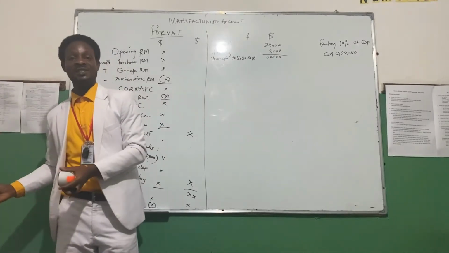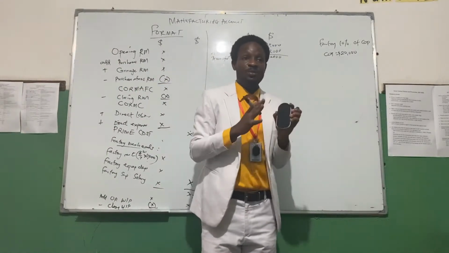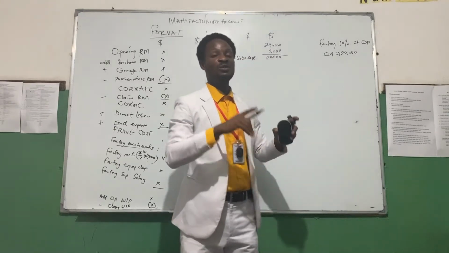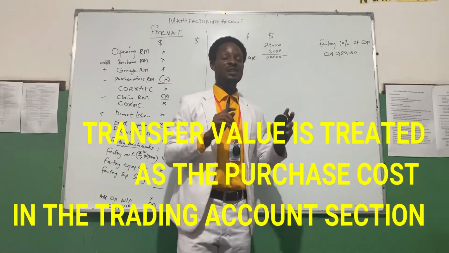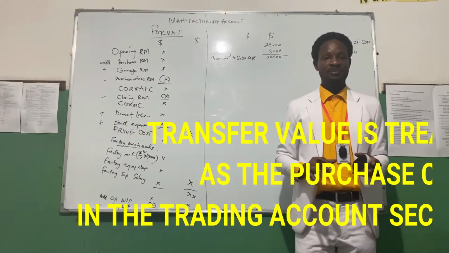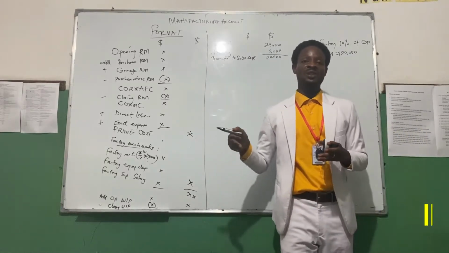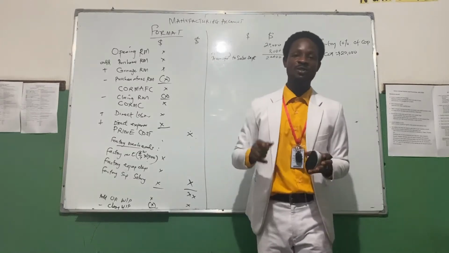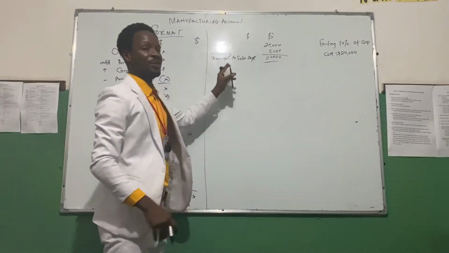So when it sends goods to the sales department, they will accept it as if they bought the goods from somewhere. So that becomes their own, technically, purchase cost. The sales department will accept the goods as if that's the cost of purchase for them. But it is assumed that the manufacturing department is a special or separate department on its own. So this is the end of the manufacturing section.